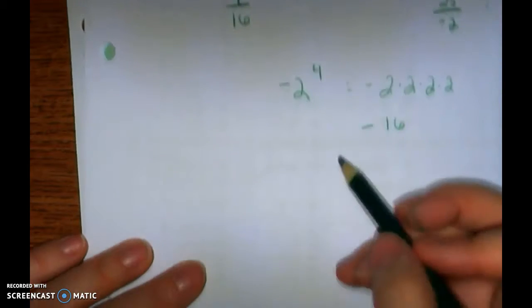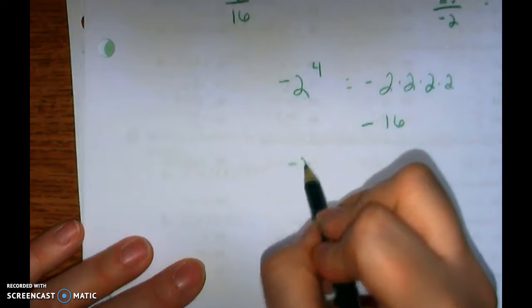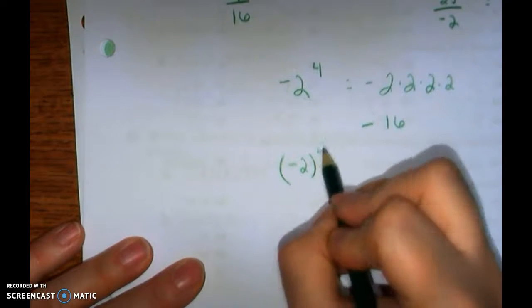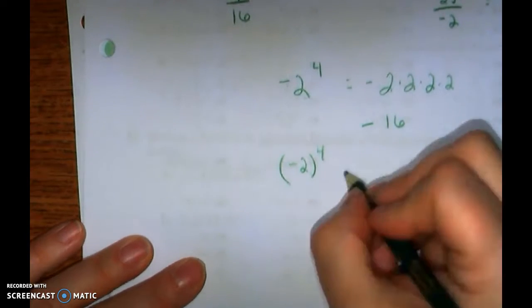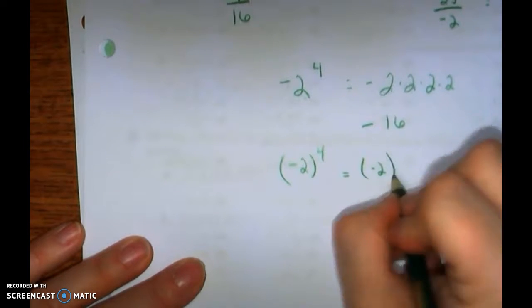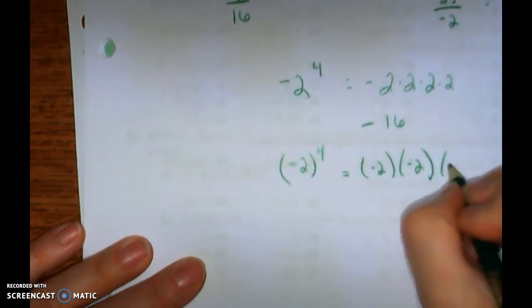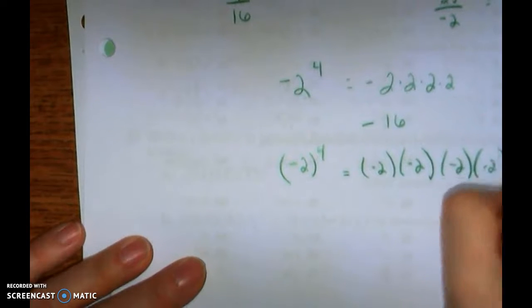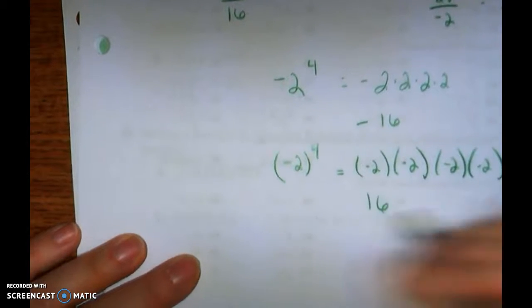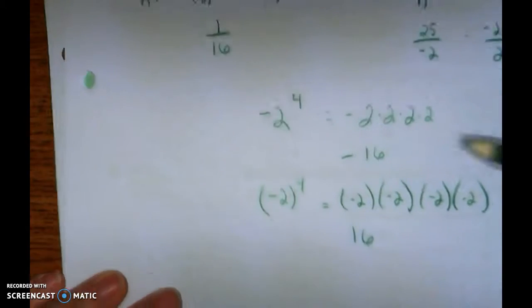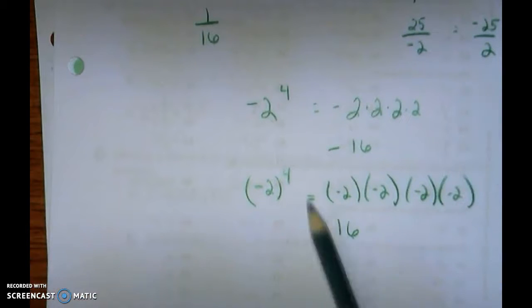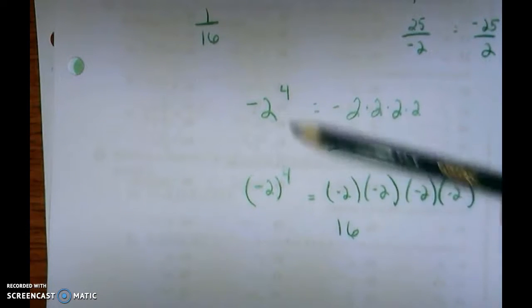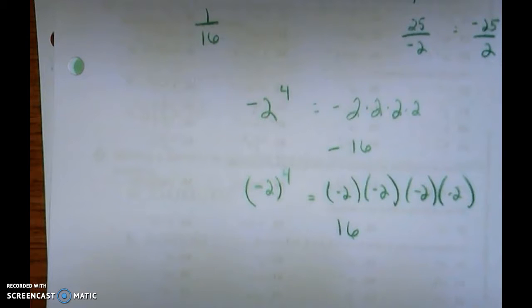If it were written this way, now I have negative 2 times negative 2 times negative 2 times negative 2, which gives me a positive 16. Please notice the difference. This is extremely important because most of our mistakes are going to happen with things like this. Again, complete your post-video checks, ask questions, and try some practice problems.